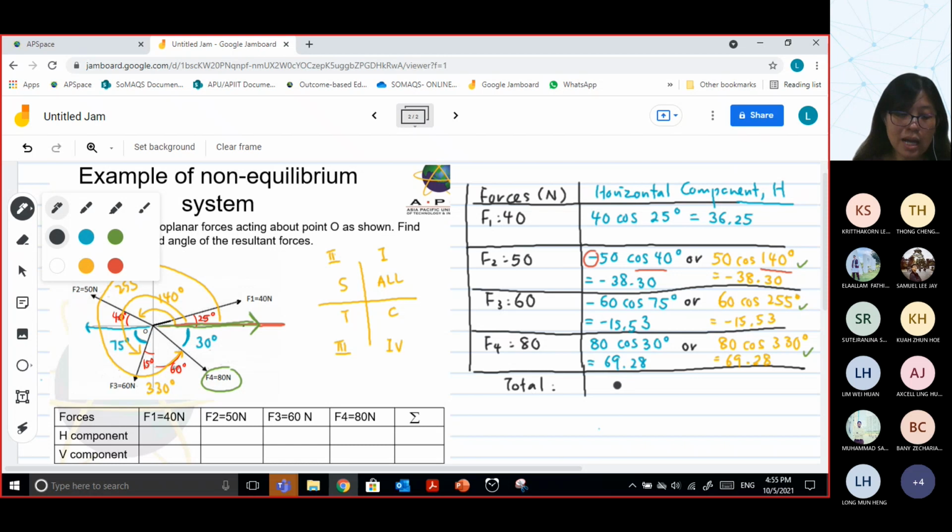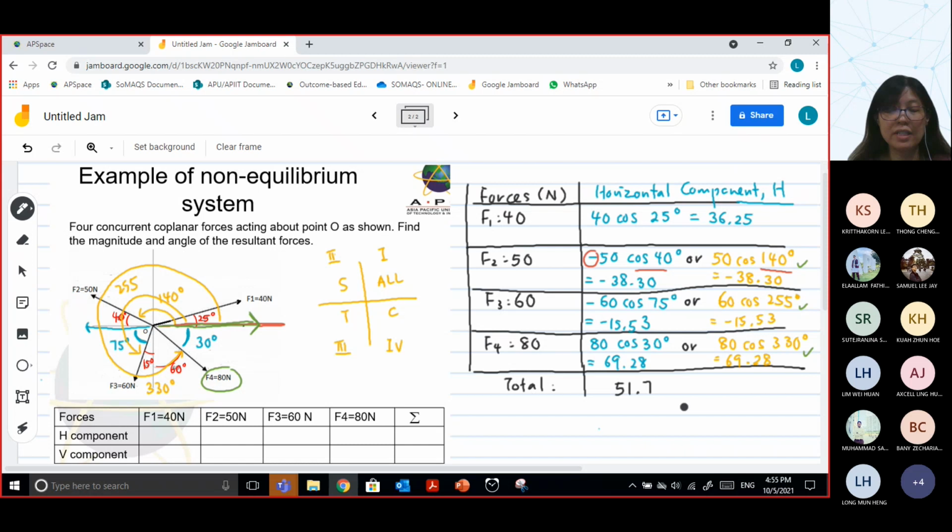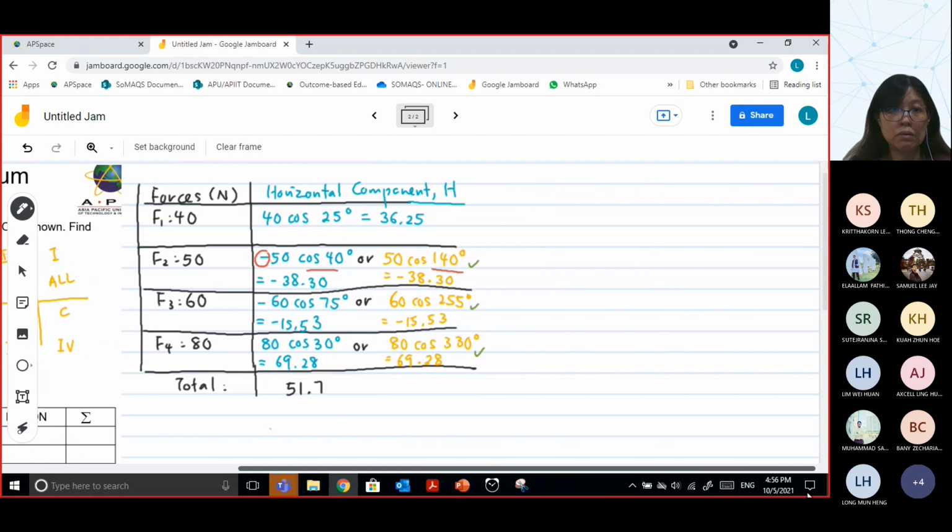Okay, so when you total up, you get 51.7. Okay, 51.7. So that is the total for the horizontal component. Get it? Okay, so now you will proceed to calculate the vertical component.